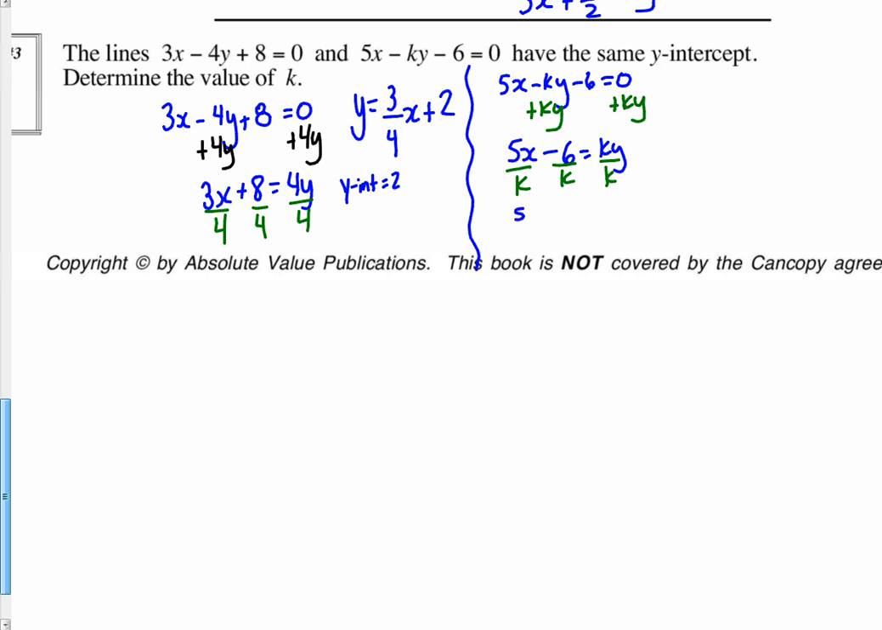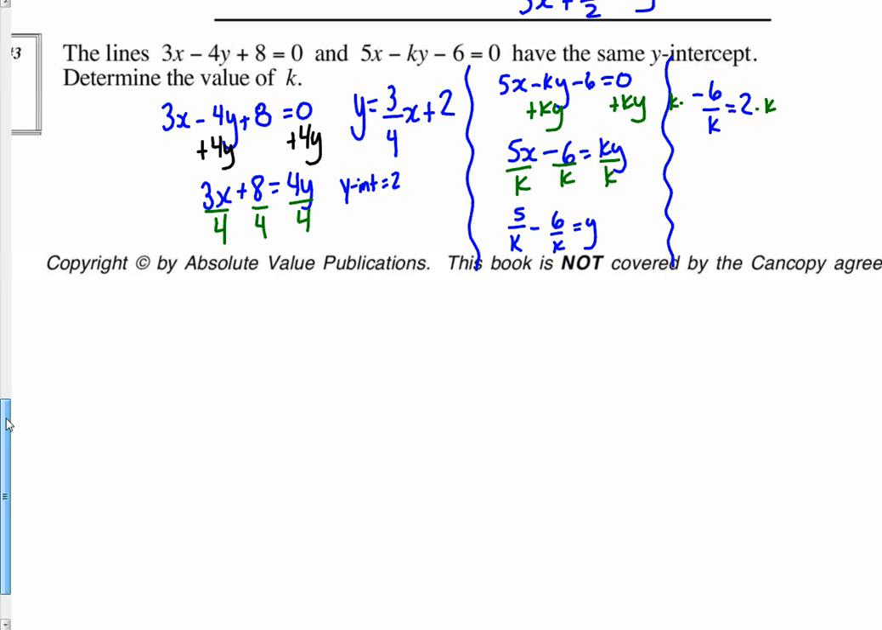So what's the y-intercept of this graph? It should be 2, but it's showing up as -6 over k. So is -6 over k equal to 2? Yes, because they have the same y-intercept. Okay, so how do we solve for k? Times both sides by what first? K. Get it off the denominator.